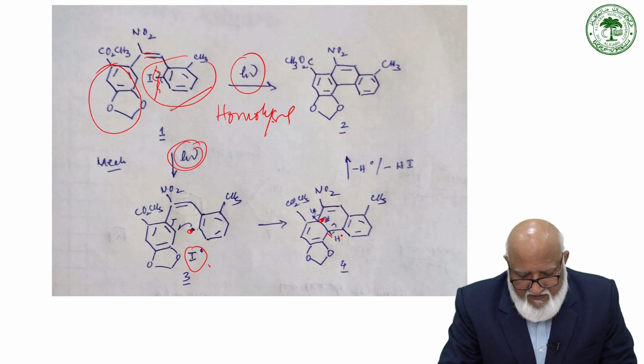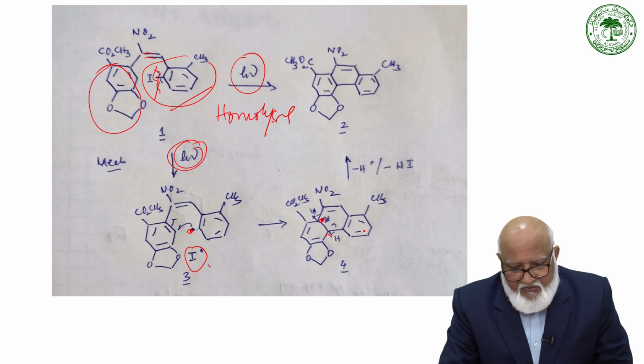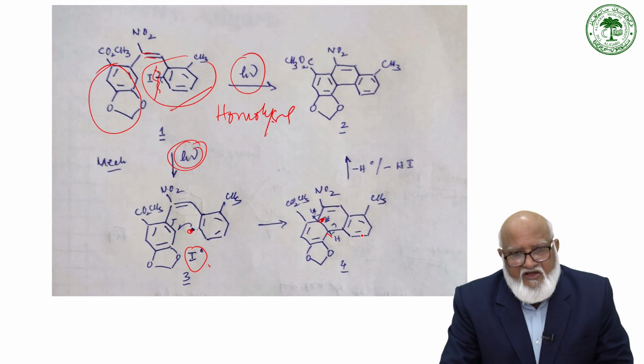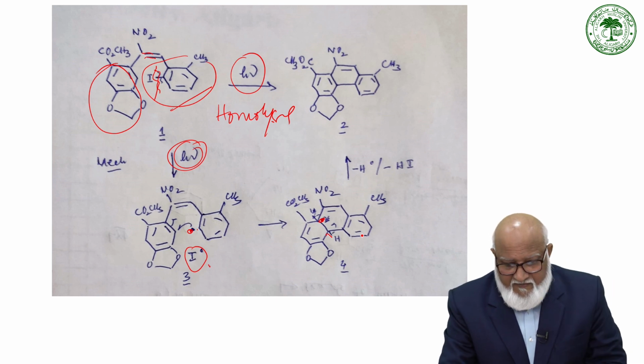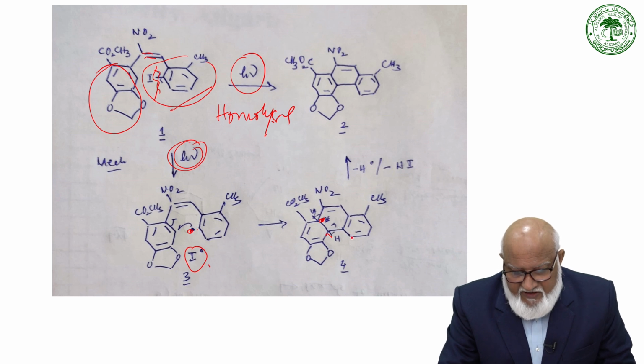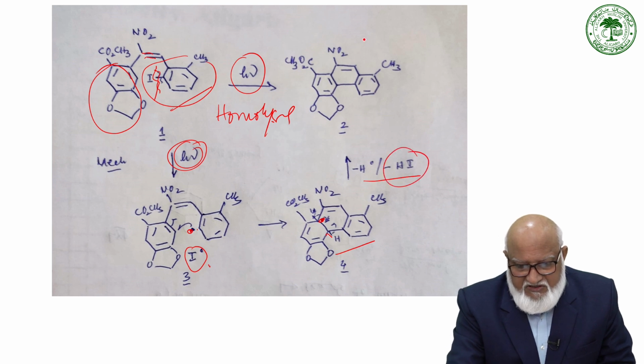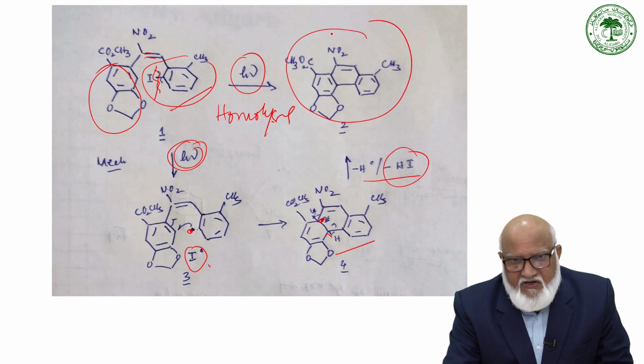So you can see it is going to give a cyclized product, and now two benzene rings are merged together through the generation of an aryl radical by homolysis of the aryl halide. This dihydro derivative once again aromatizes with the loss of H dot from here, which combines with I dot to give HI. So you can see it is nicely a phenanthrene derivative.